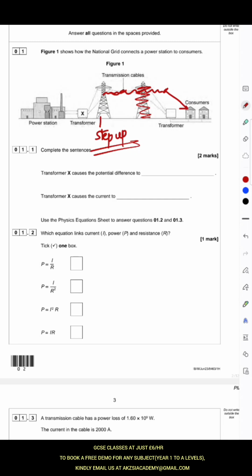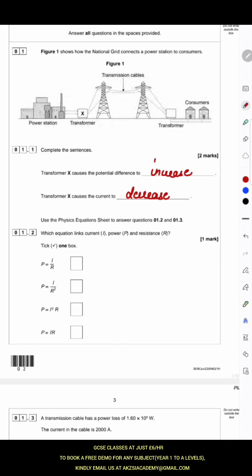So before the consumer's place, a step down transformer is used in order to decrease the voltage to the safer limit, which is 230 volts in the UK. So for transformer X, what's the main purpose? To decrease the current. While doing so, and that's why it got its name step up, it's actually increasing the voltage, so the potential difference is being increased. So you can say to increase.